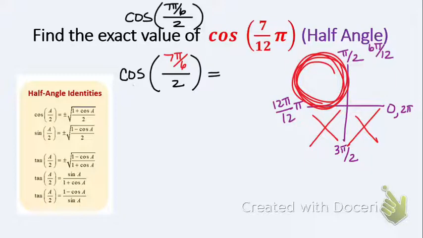And in quadrant 2, is cosine positive or negative? What is cosine in quadrant 2? Is it positive or negative? It's negative. So I know that I am in quadrant 2, and I know that cosine is negative, and that's important. Okay, so now let's get to it.